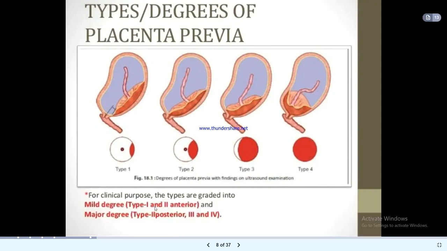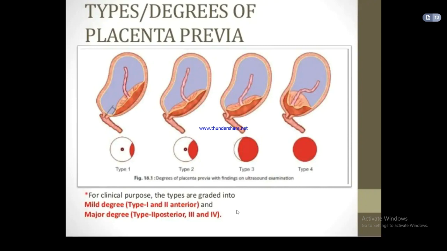If you see here in this picture, in this diagram, they have shown the cervix and the placenta. This is only in the margin. Then internal os and then the placenta relation. You see only a part is left and the rest is covered by the placenta. Type 3. Type 4, the placenta covers the whole of the os. For clinical purpose, the types are graded into mild degree, type 1 and type 2 anterior, and major degree, type 2 posterior, 3 and 4.